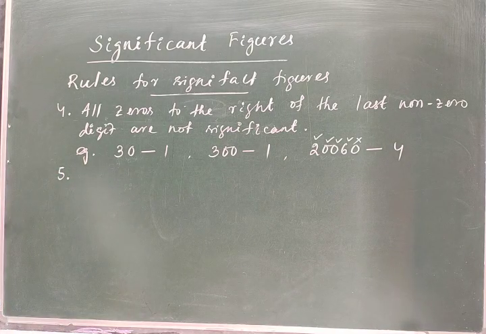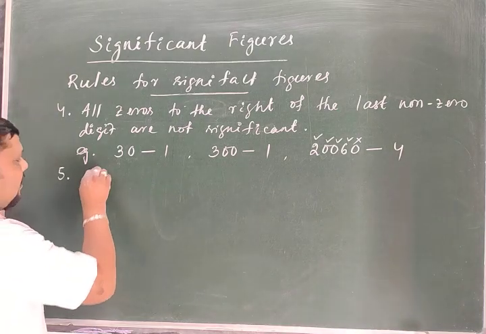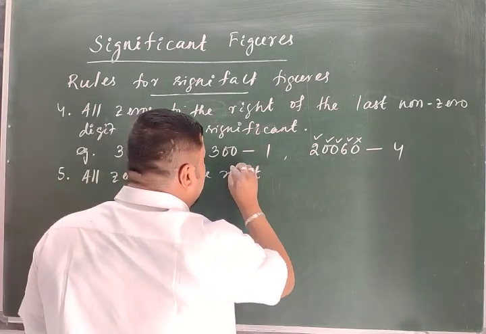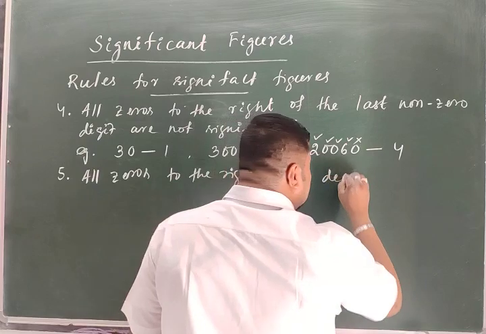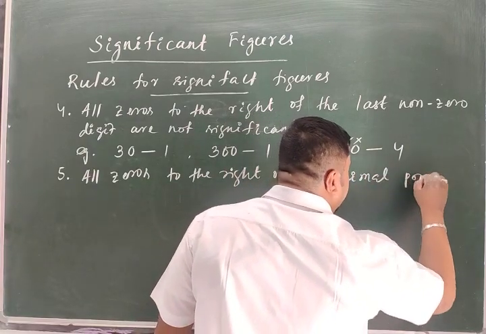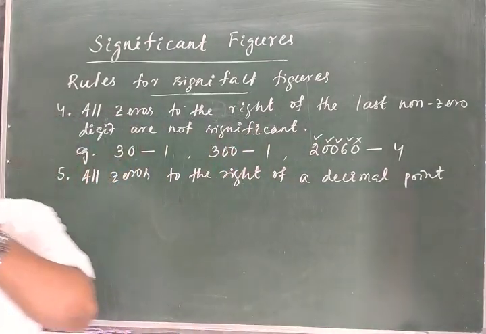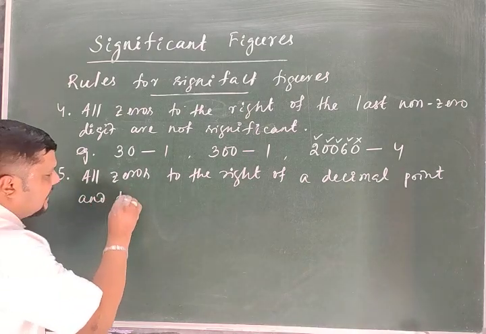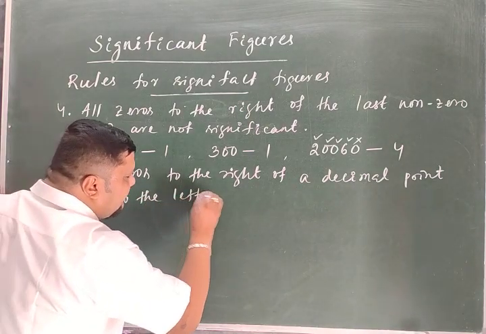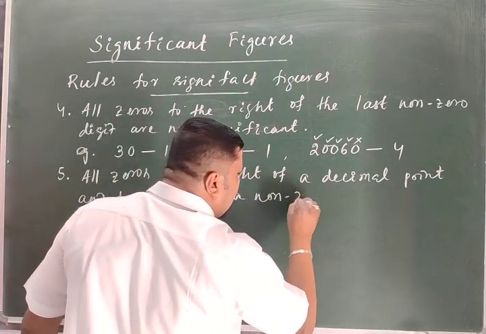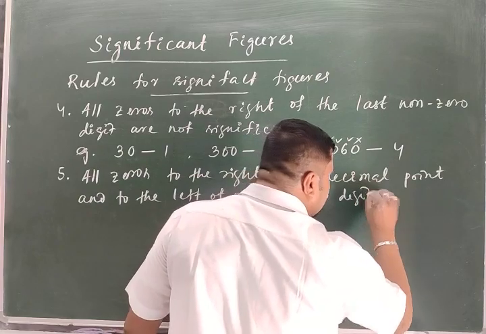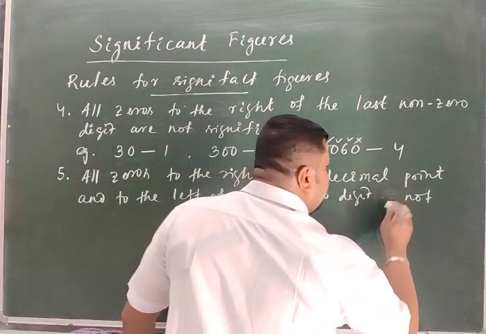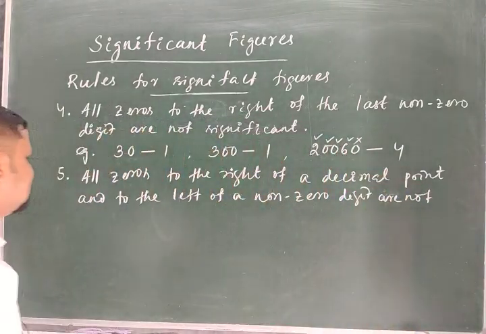Now we will go for rule number 5. What does rule number 5 say? All zeros to the right of a decimal point and to the left of a non-zero digit are not significant.